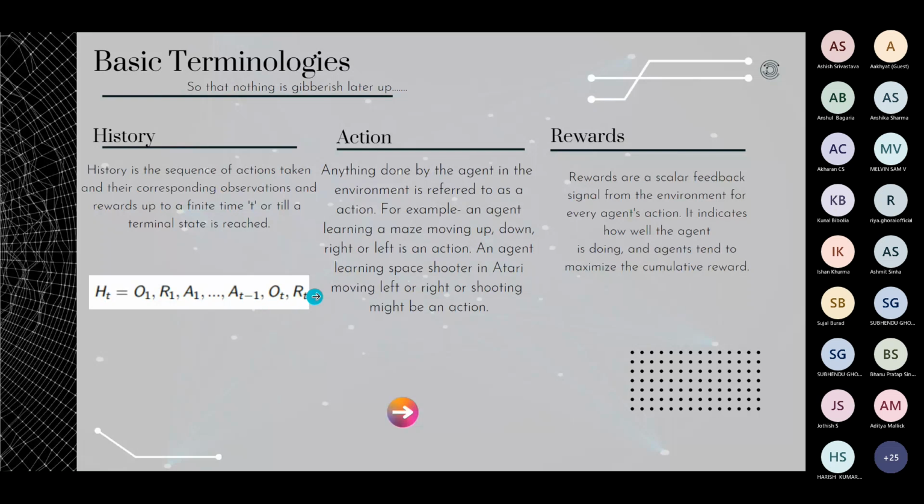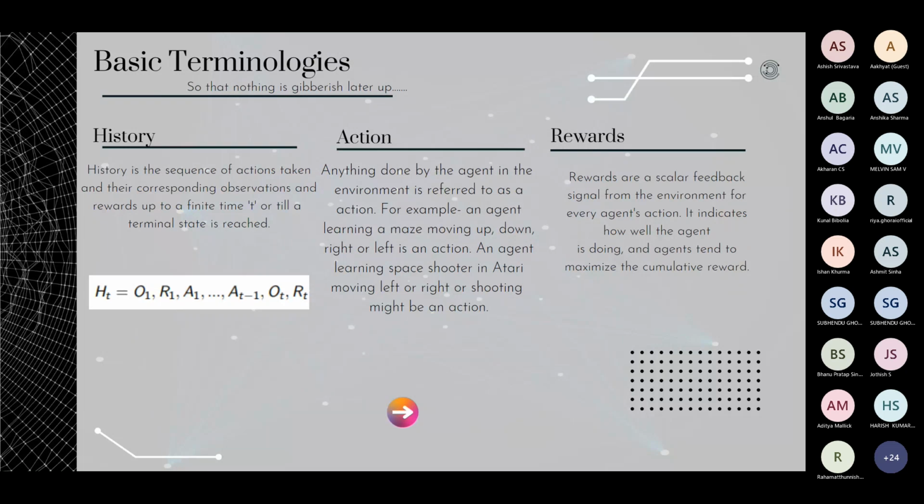Here there is no AT because T corresponds to the timestamp T, a terminal state from where you cannot take any further action. So history is a sequence of these observations, rewards, and actions from the environment.